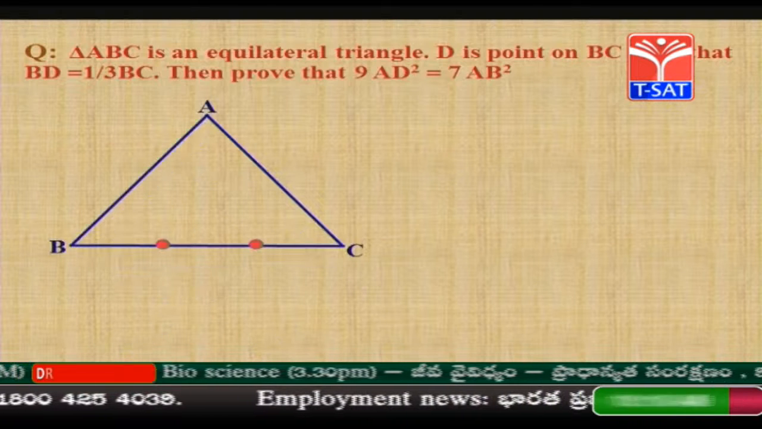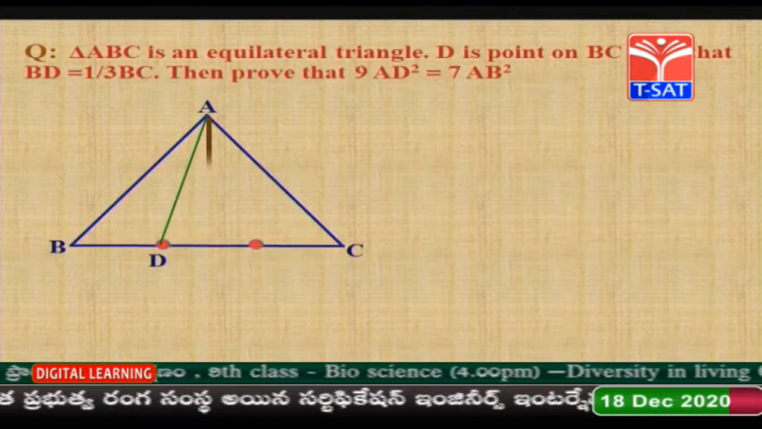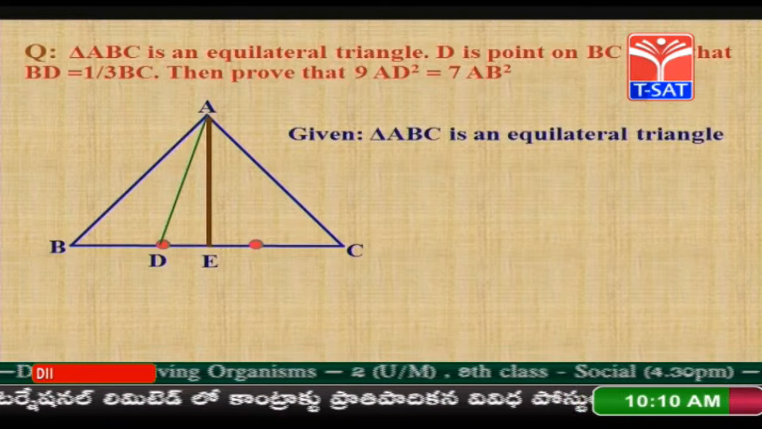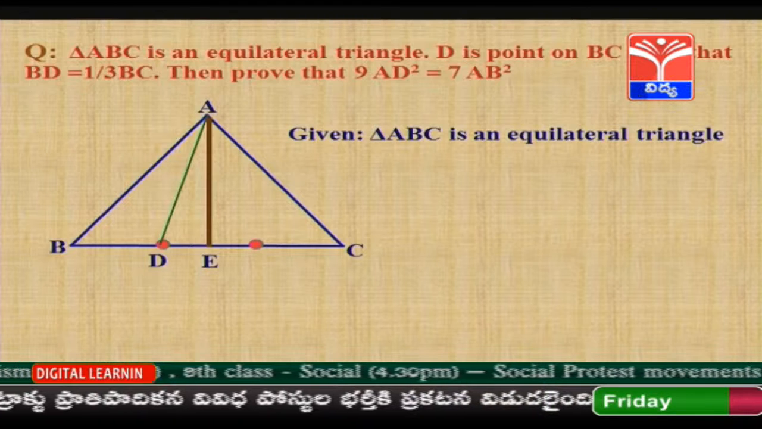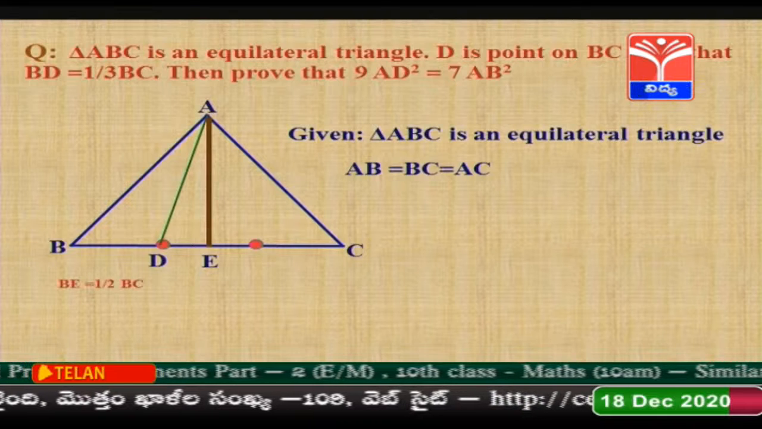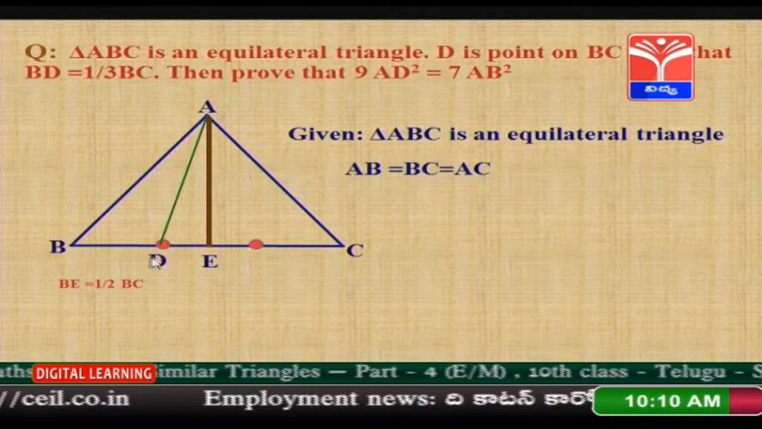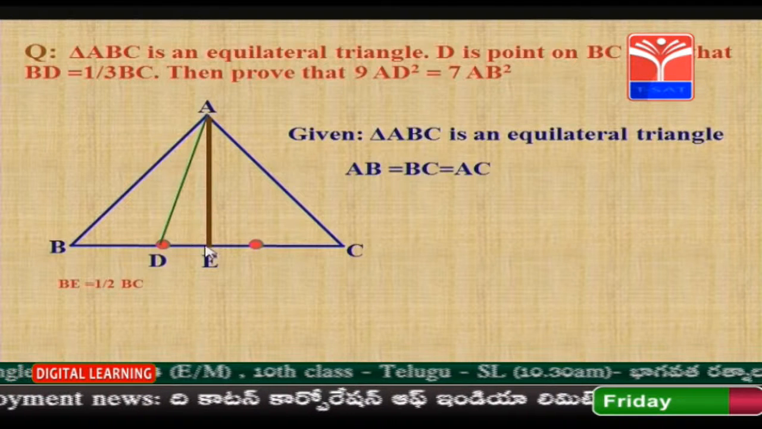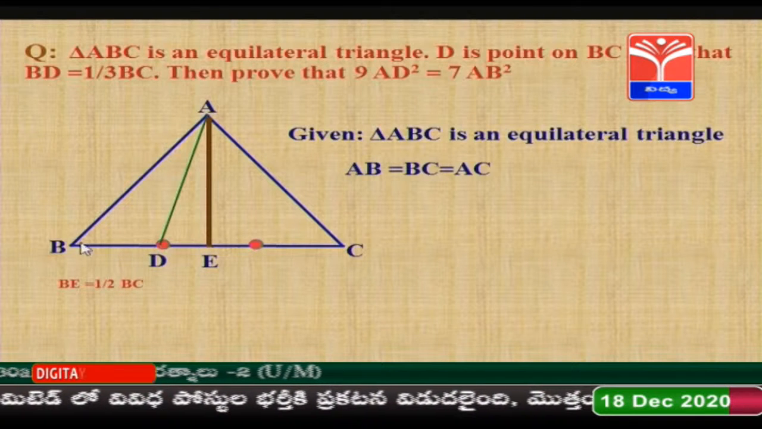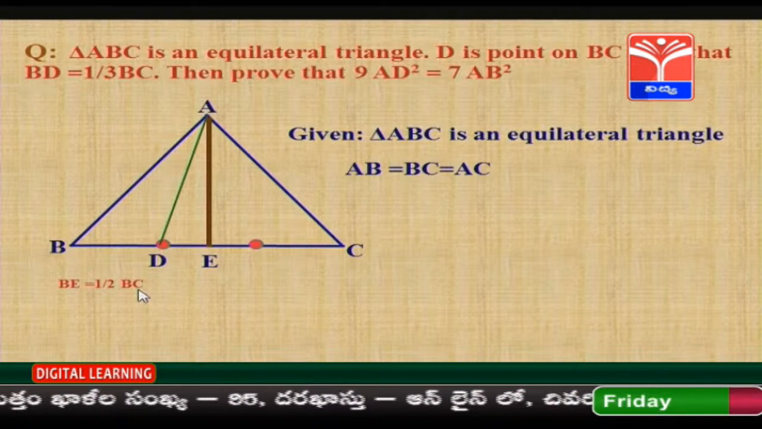Now, this is a right angle triangle, this is the point D and this is the midpoint E. Given triangle ABC is an equilateral triangle. AB is equal to BC is equal to AC, and BE is equal to half BC. Since it is an altitude drawn from the vertex to its opposite side, it exactly divides the opposite side into two halves. BC is divided into two halves, that is BE is equal to half BC.